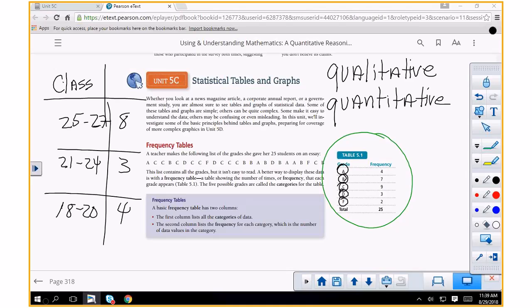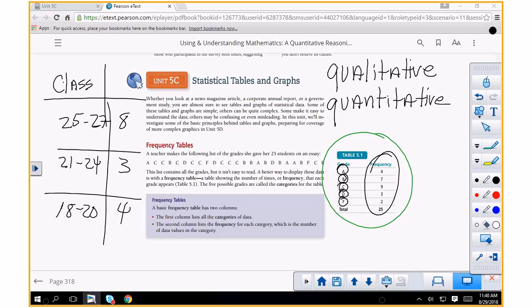All right. Let's go with something else. How many A's do I have in here? 4. How many B's? 7. This is how many students, the head count. So the frequency and the head count is the same thing.